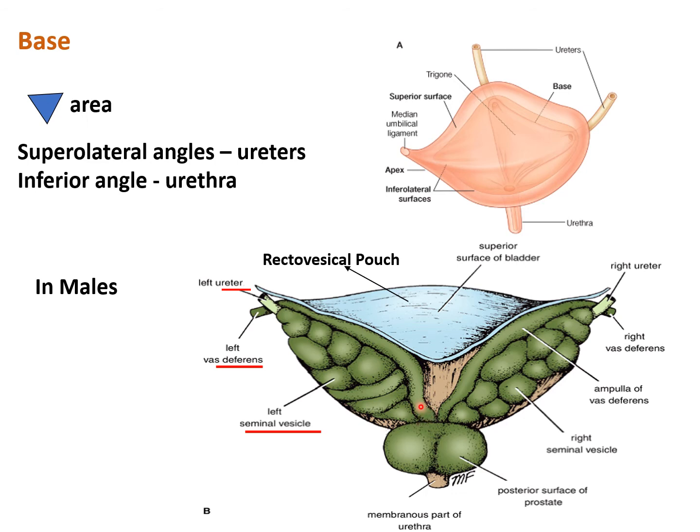The duct of the vas deferens joins the duct of the seminal vesicles to form the ejaculatory duct in the prostate, and together they open in the prostatic part of the urethra. So the base of the urinary bladder in males, in its lower part, is related to the seminal vesicles as well as the ampulla of the vas deferens.